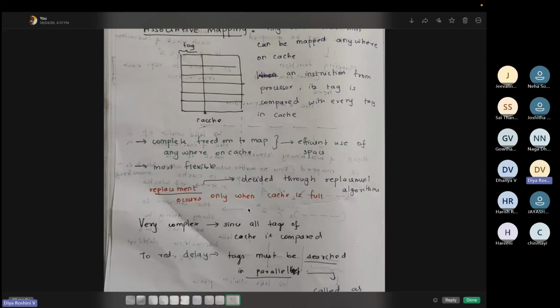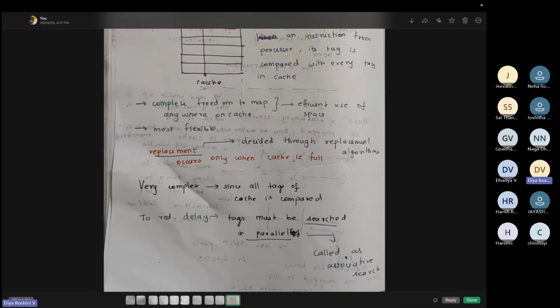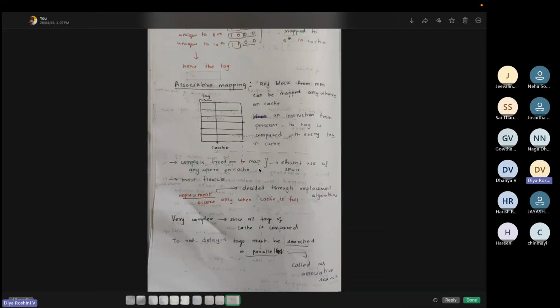But this is very efficient in terms of space. But then it's kind of complex because you're comparing every other tag of the cache, and it is going to cause delay. So it has to be searched in parallel. Multiple comparisons have to go on at once, and such a search is called an associative search. So that's all for associative mapping. Was associative mapping clear? Yep.